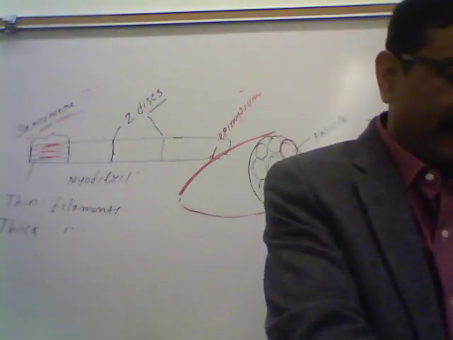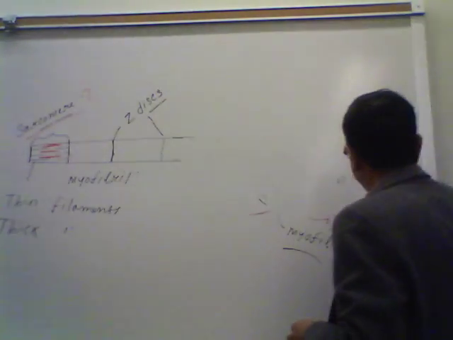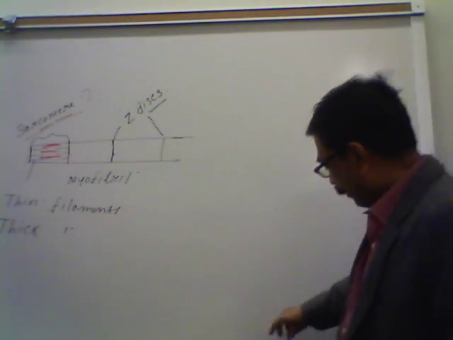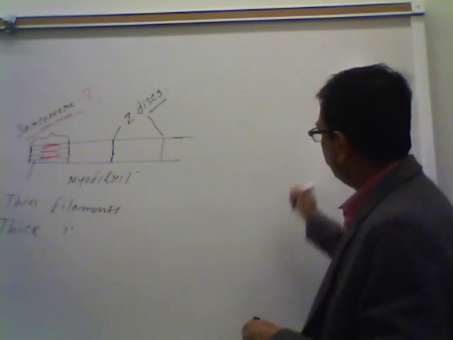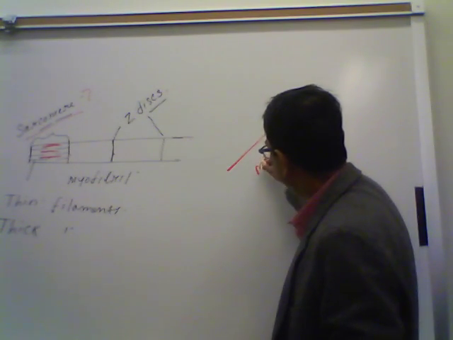So now we'll see how the thick and thin filaments are formed. The thick filaments are formed by protein units called myosins.